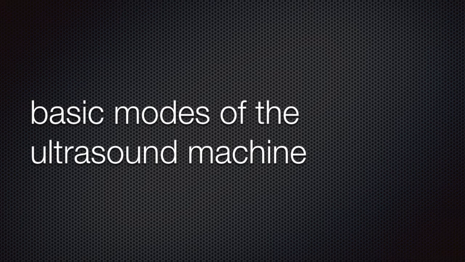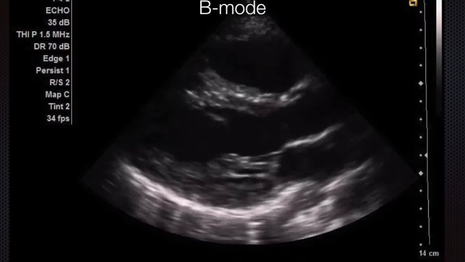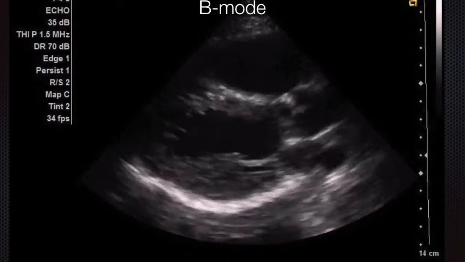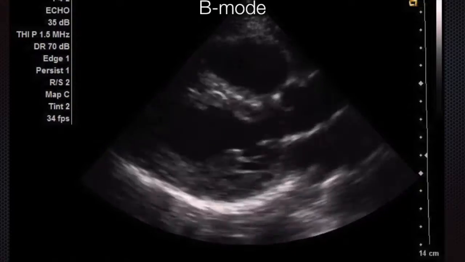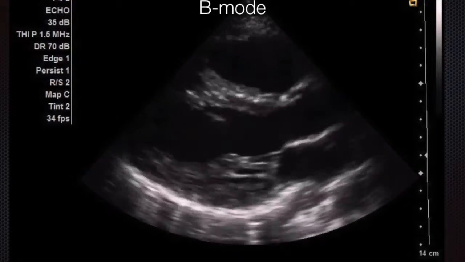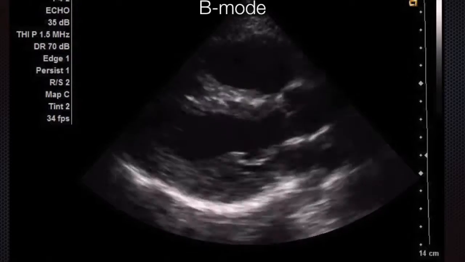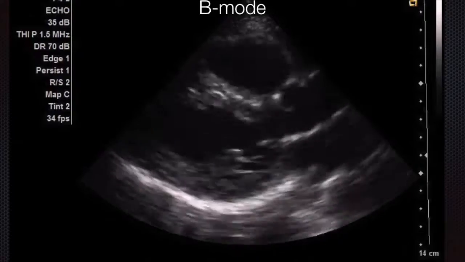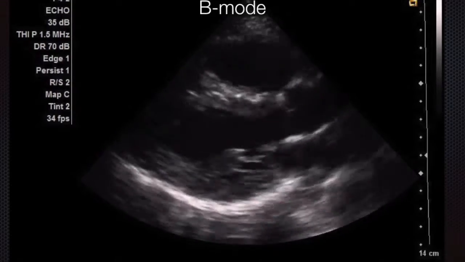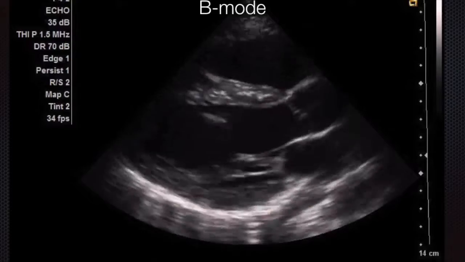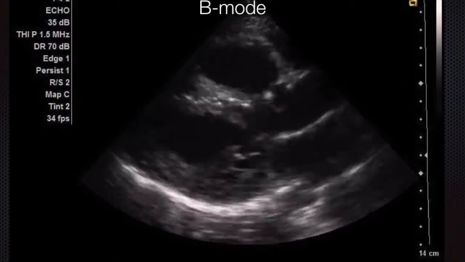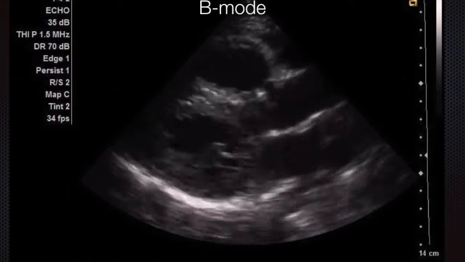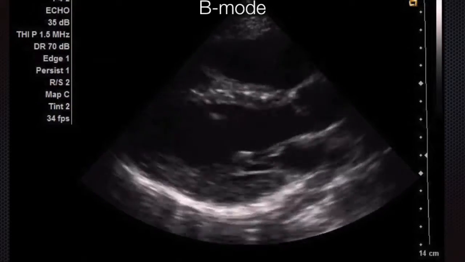Okay, so let's just have a look at the basic modes of the ultrasound machine. The one that we use most of the time is B mode. And as you can see, this generates an image on the screen of ideally the anatomy we're looking at. So the further away from the top of the screen, the further away it is from the probe. This is a typical shape of image that we get using echo, and it's called a sector. Okay, so B mode is the main one, and it stands for brightness mode.